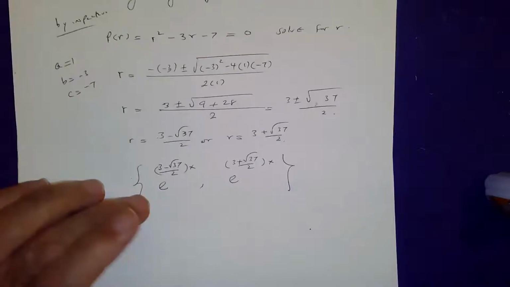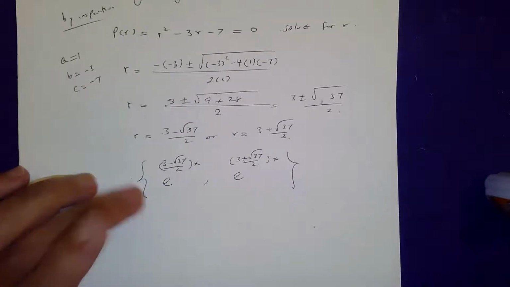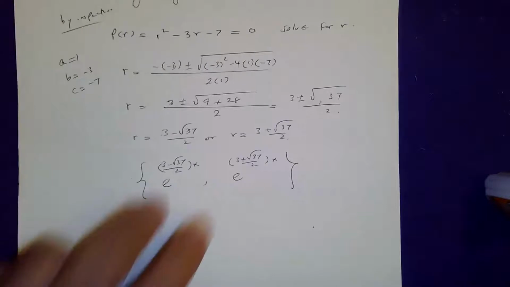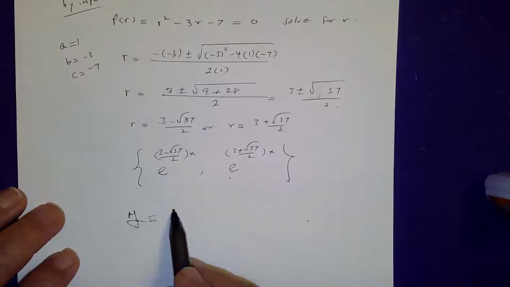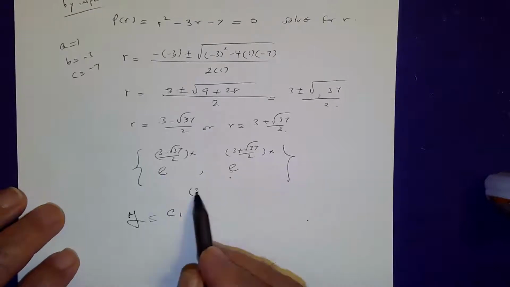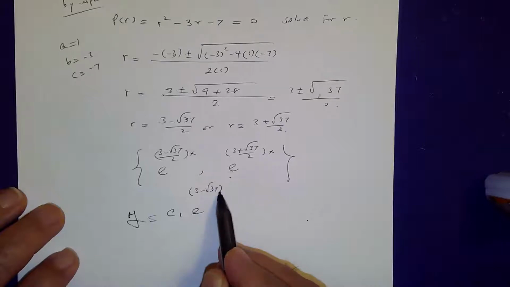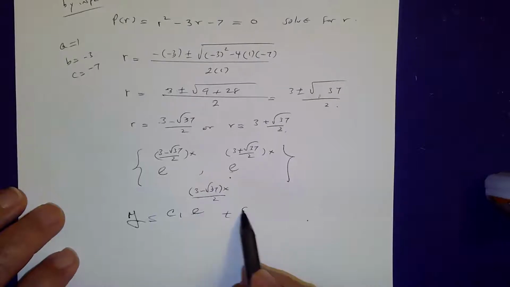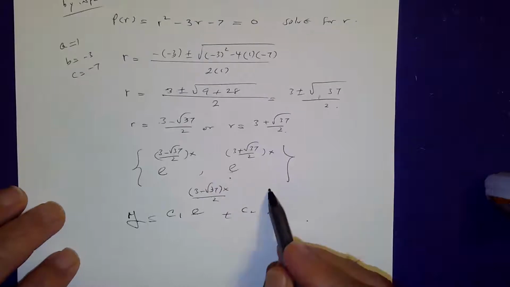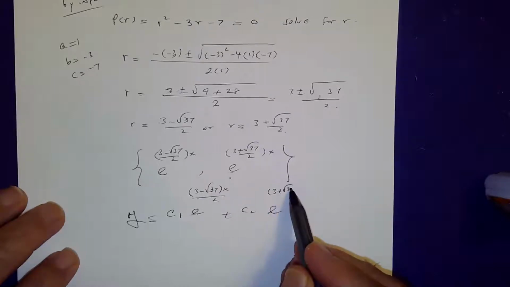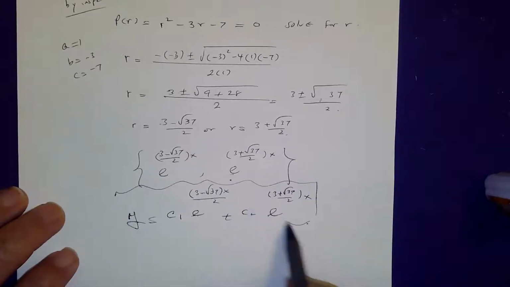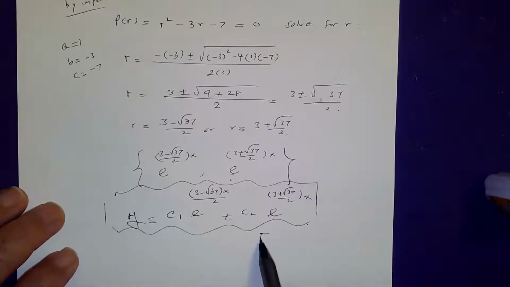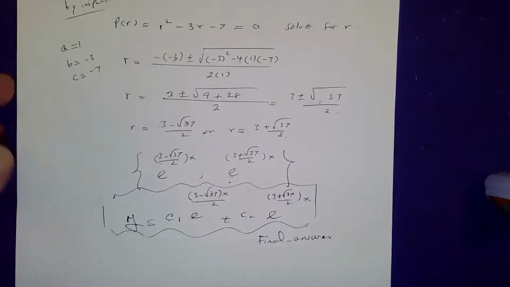But that's not good enough. That's not the solution. That's just the fundamental solutions. The final answer is a linear combination of these. So I have to write C1 e to the power of (3 minus square root of 37)x over 2, plus C2 e to the power of (3 plus square root of 37)x over 2. Now this, ladies and gentlemen, is the final answer. And if they give you initial conditions, then you can find C1 and C2.